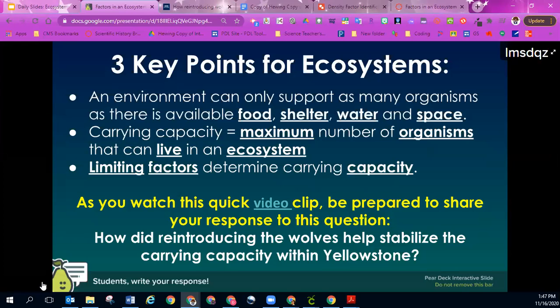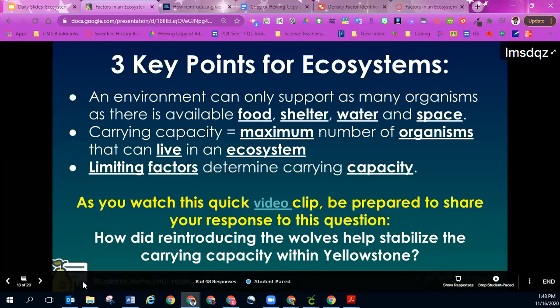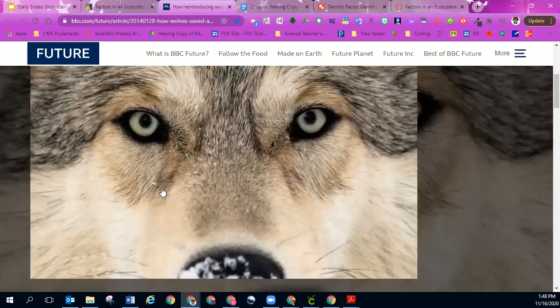So what we're going to do today is watch a video clip. It is another one about those wolves in Yellowstone, like we watched last week. I told you we would be looking at different pieces of the puzzle that we're talking about. So today we are looking for how reintroducing the wolves to Yellowstone helps stabilize the carrying capacity in the park. How did reintroducing the wolves help stabilize the carrying capacity within Yellowstone? Is what we are looking for.